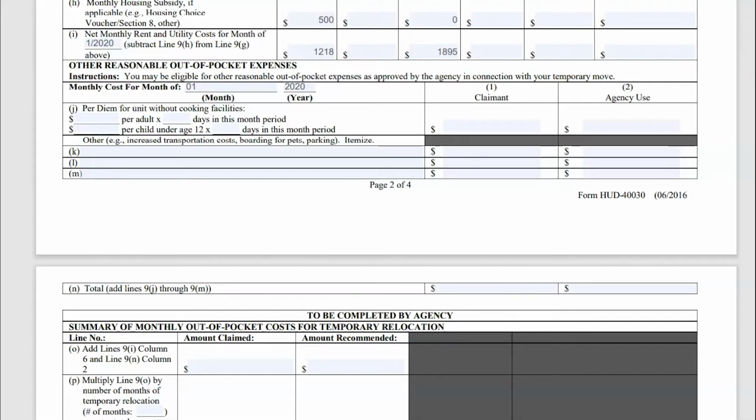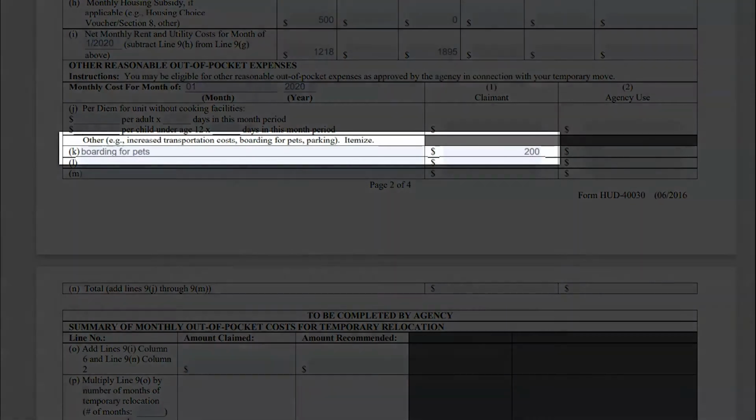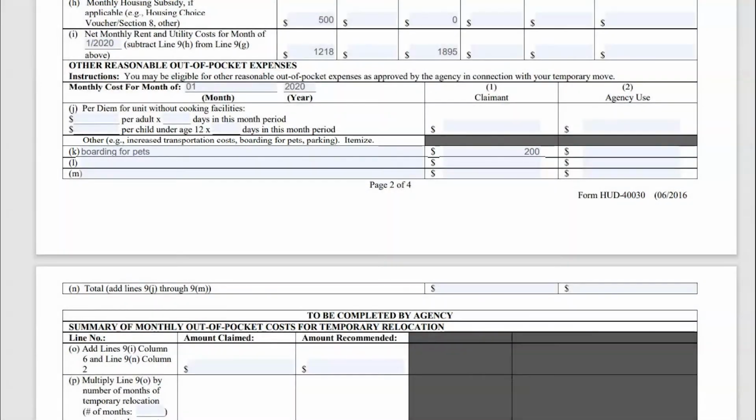Lines K through M are for other costs such as increased transportation costs, boarding for pets, parking, etc. These items should be listed individually. In our example, the applicant had a dog they could not bring with them to the temporary residence and they had to board. They input their $200 a month boarding fee in K. Finally, in row 9N, claimants should sum lines 9J through 9M.